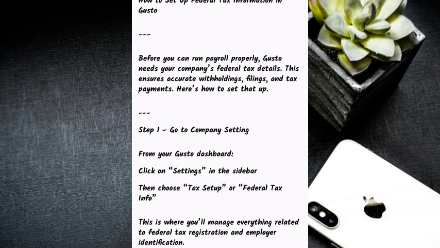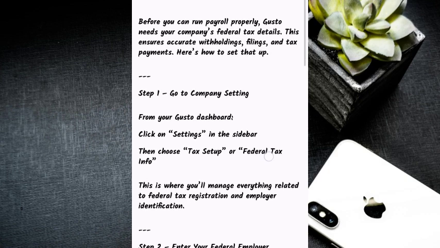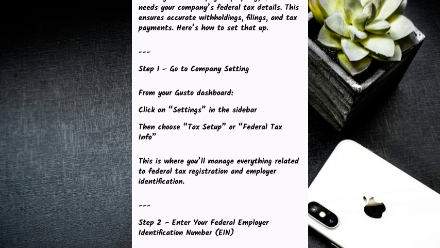Step 1, go to company settings. Now from your Gusto dashboard, you want to click on settings in the sidebar and then choose tax setup or federal tax info. Now this is where you'll manage everything related to federal tax registration and employer identification.